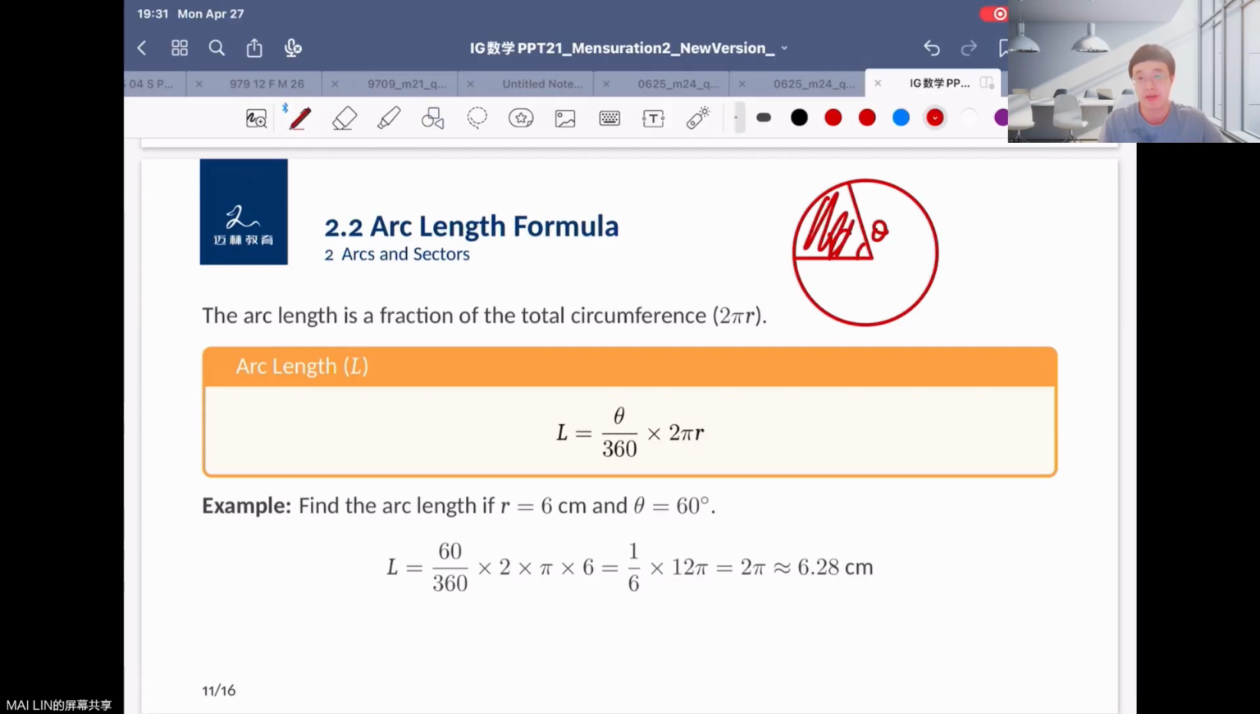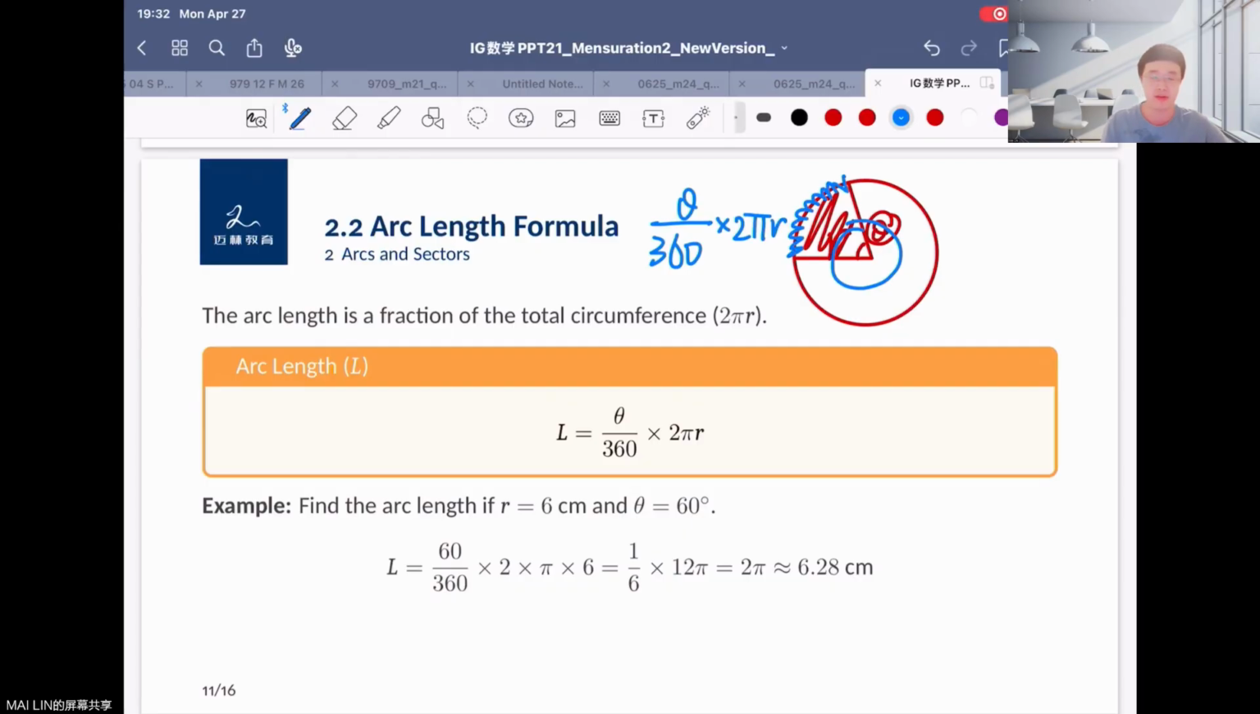You can just consider that there's a pie, right? Maybe it is Saturday and you and your friend are enjoying a pie. Here you can say theta takes a part of the total 360 degrees. So when you take this pie away, it takes about theta over 360 of the total pie. So for the perimeter here, it equals theta over 360, the partial fraction of the total circle, times the perimeter, 2 pi r. So this is the arc length, and we can call this the arc length formula.